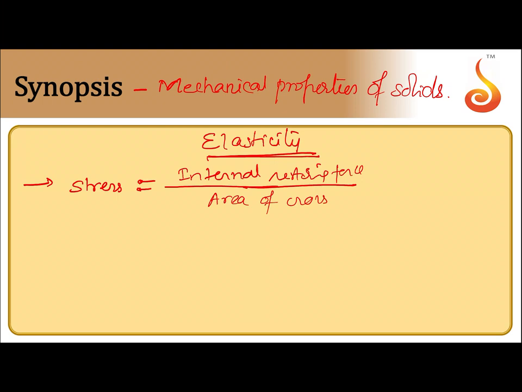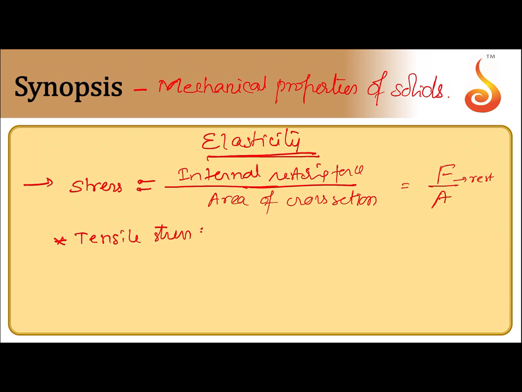This is the ratio of internal restoring force to area of cross section, or we write it as F divided by A. Remember, this is the restoring force, the internal restoring force. So stress is equal to force divided by area. There are three types here. One is what is called tensile stress.